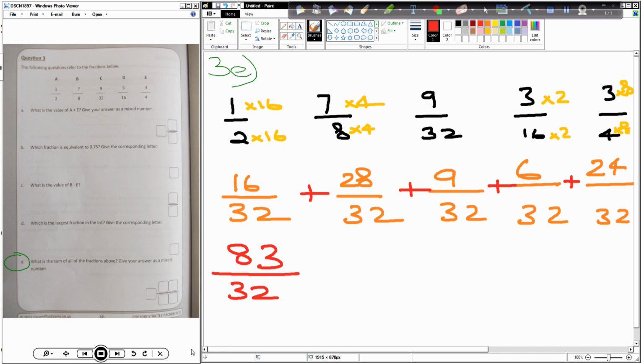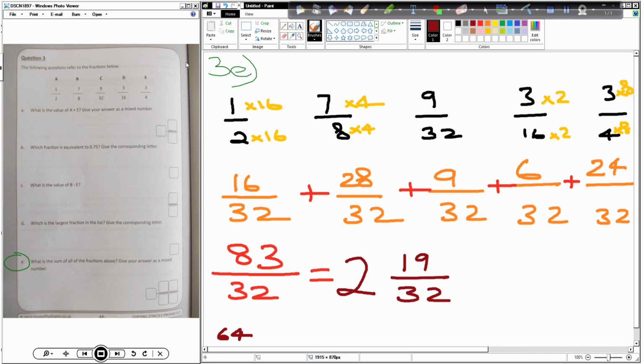Okay, that gives us a total of 83 over 32. Now, we need to convert this top-heavy fraction into a mixed fraction. So how many 32s will fit into 83? And the answer is? Twice. So 2 lots of 32 will give us 64. So what's the remainder then? 19. Okay, that's our final answer for that particular question.